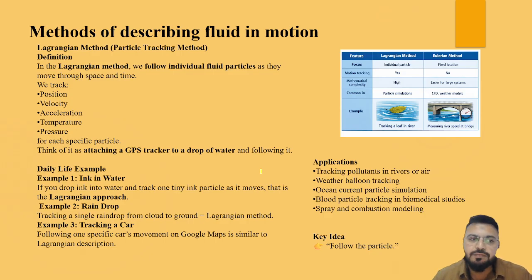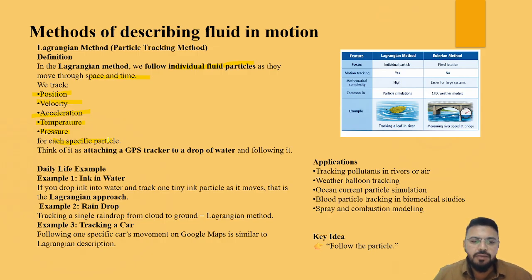Now, what are the methods of describing fluids in motion? One is the Lagrangian method, which can be known as the particle tracking method for our understanding. In the Lagrangian method, we follow individual fluid particles as they move through space and time. We track their position, velocity, acceleration, temperature and pressure for each specific particle, like attaching a GPS tracker to a drop of water from where it originates to where it goes.